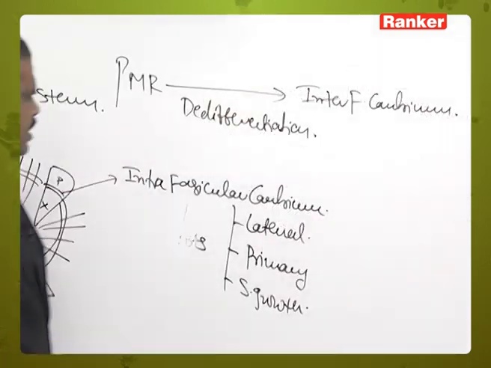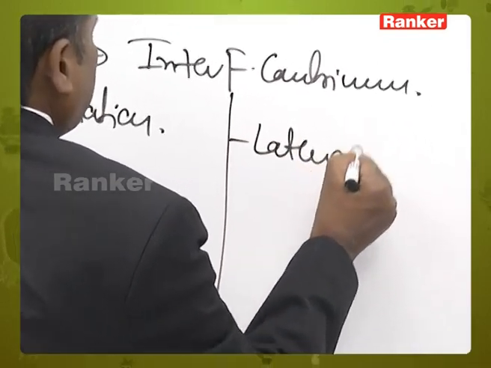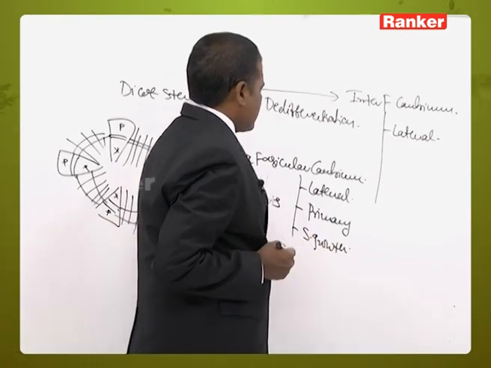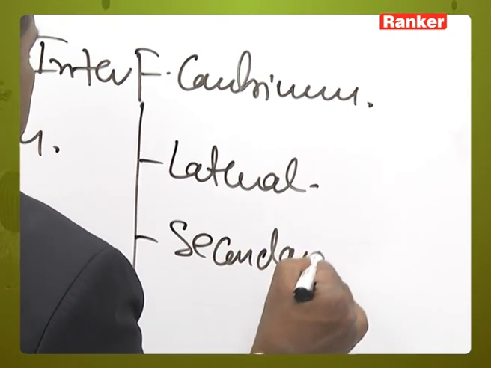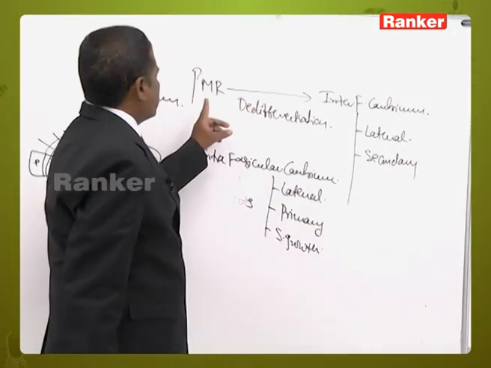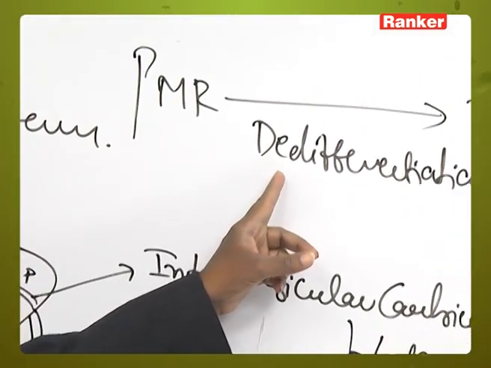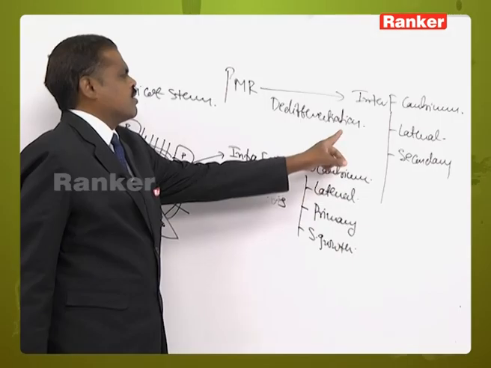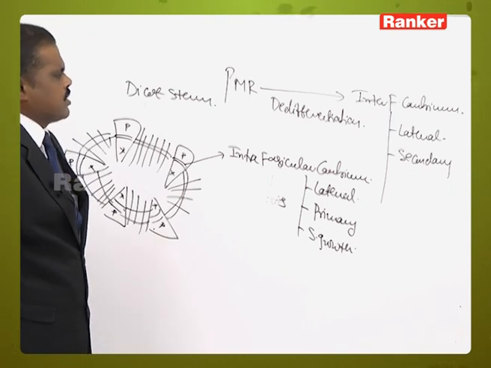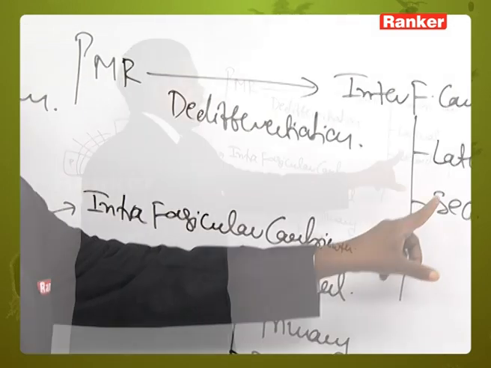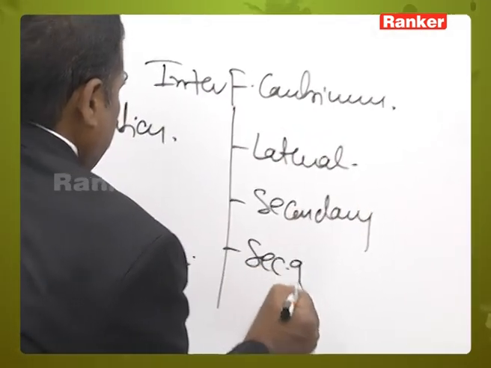Interfascicular cambium is also lateral in position, but origin is secondary, because it originated from primary medullary rays by a process called dedifferentiation. That's why it is secondary in origin. Position is lateral, origin is secondary, function is as usual secondary growth.